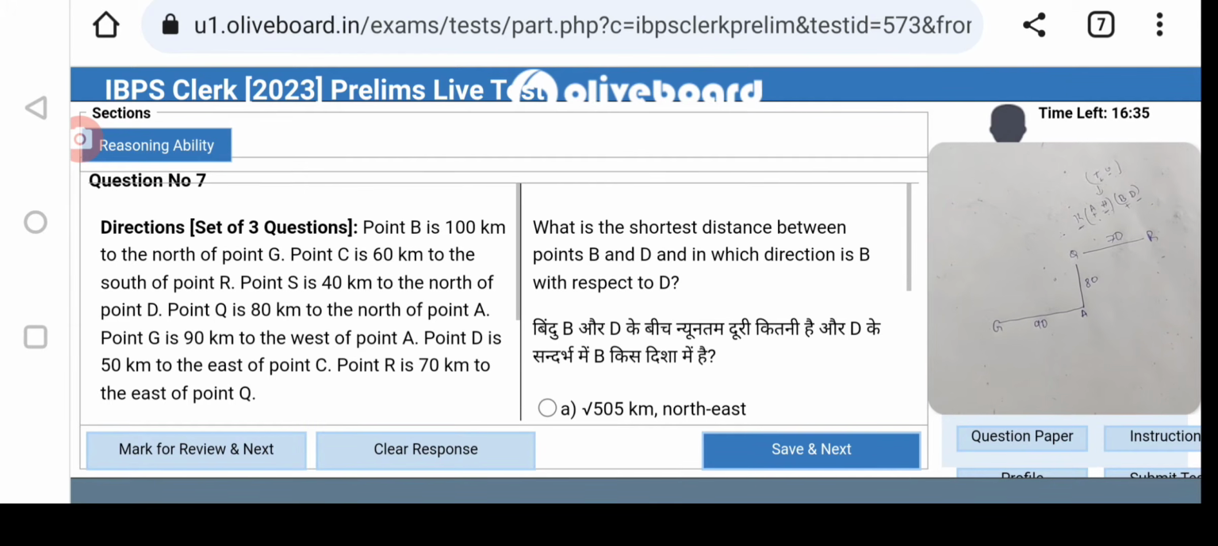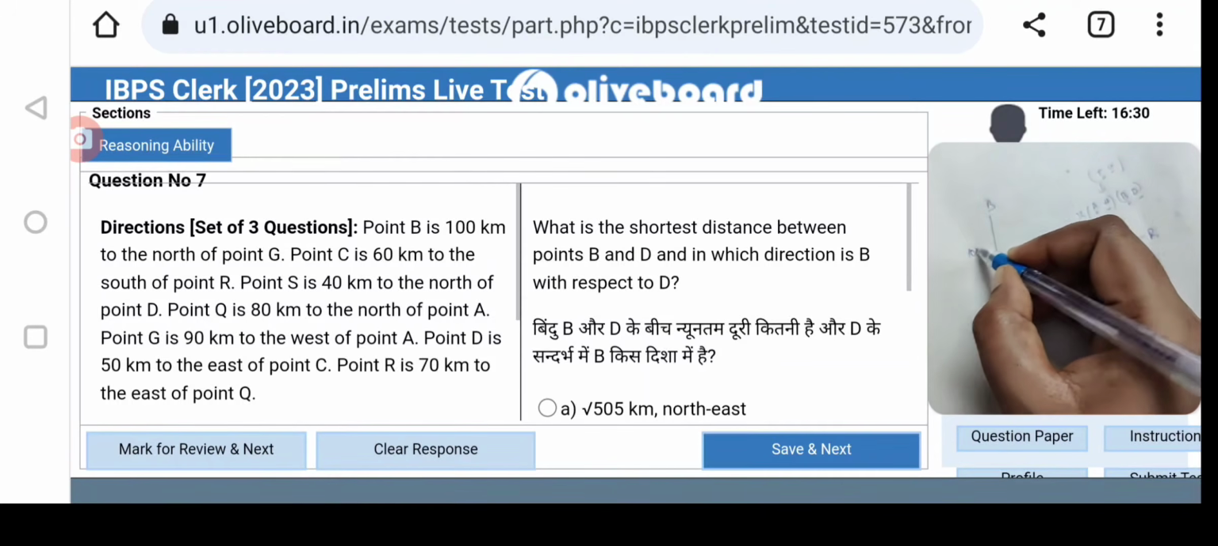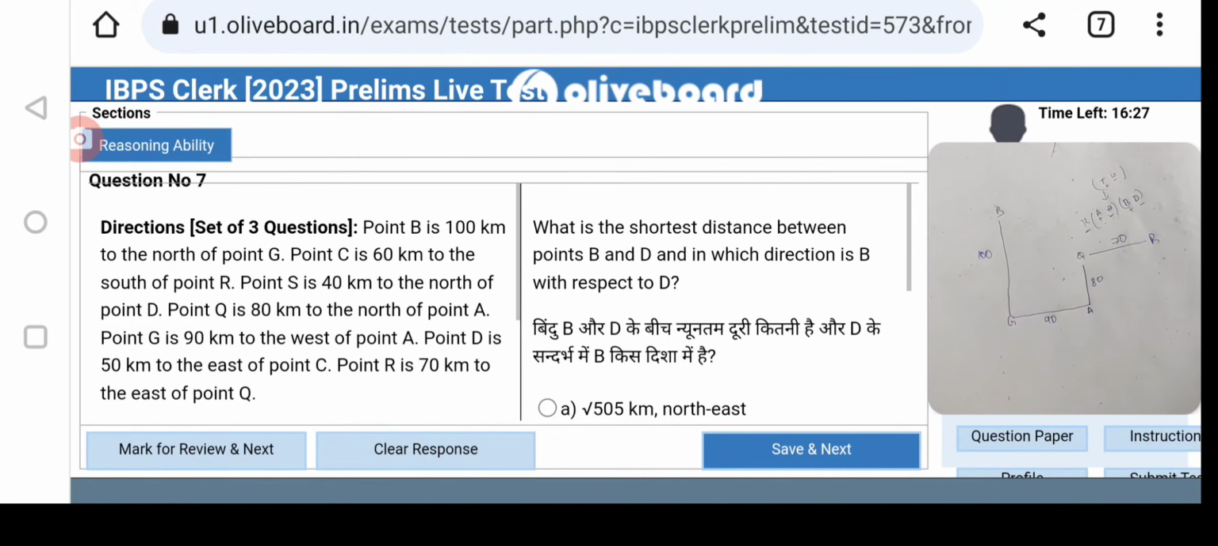Next, B is 100 kilometers north of G. C is 60 kilometers south of R. S is 40 kilometers north of D. And D is 50 kilometers east of C. This is 60. R is 70 kilometers east of Q.